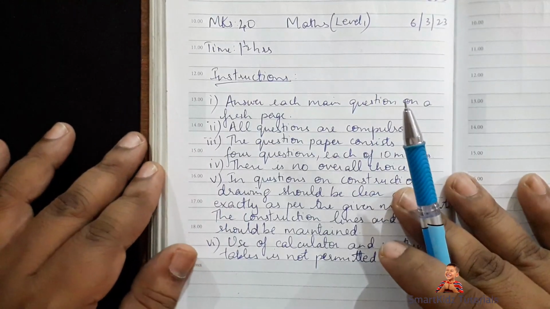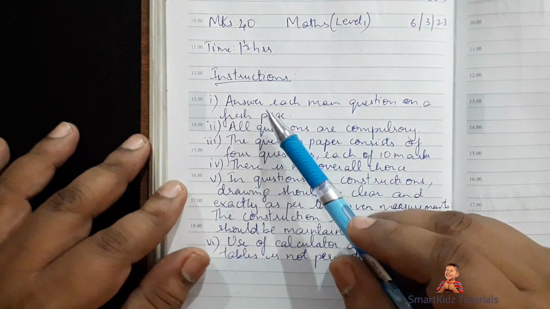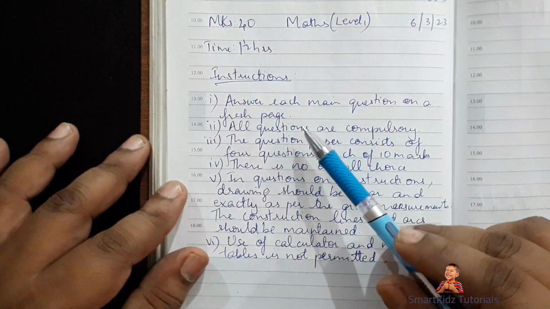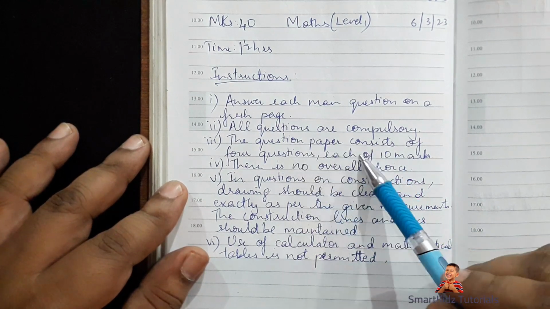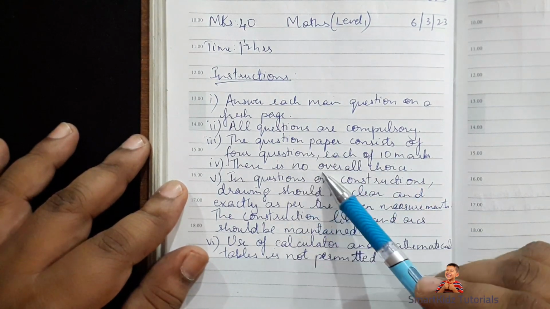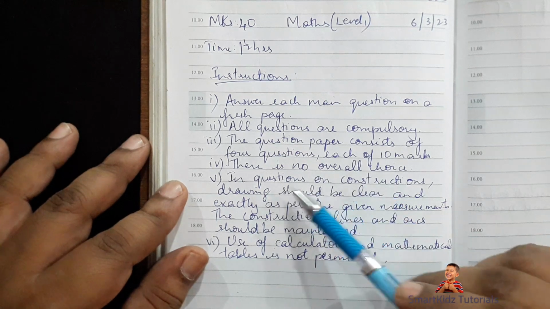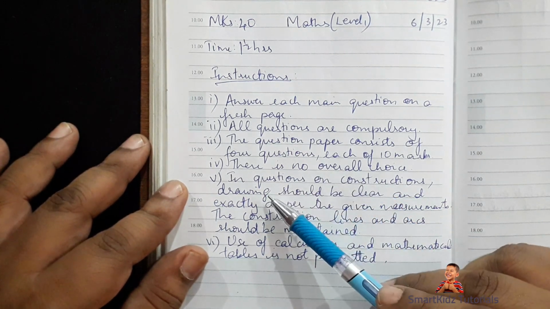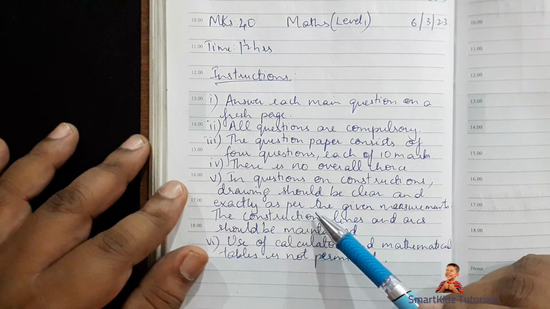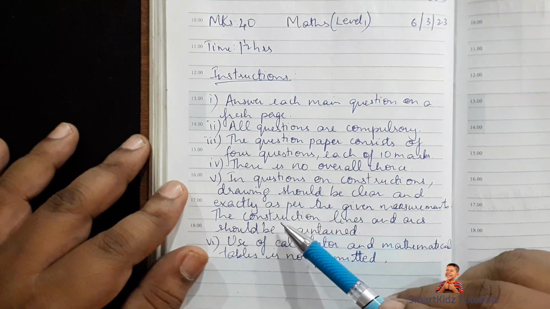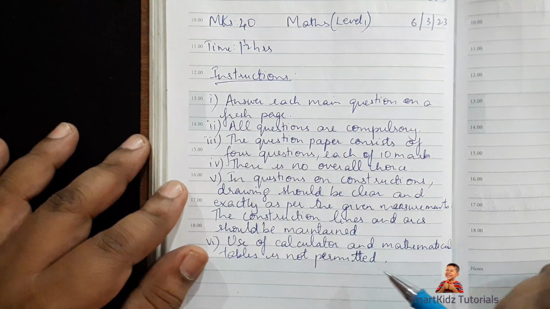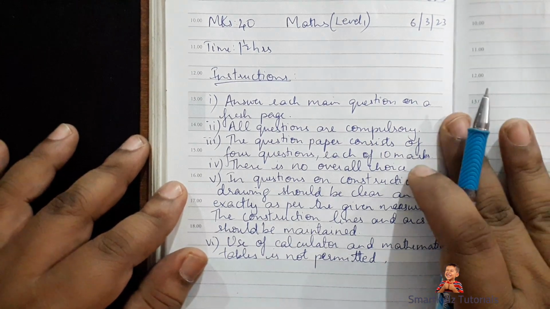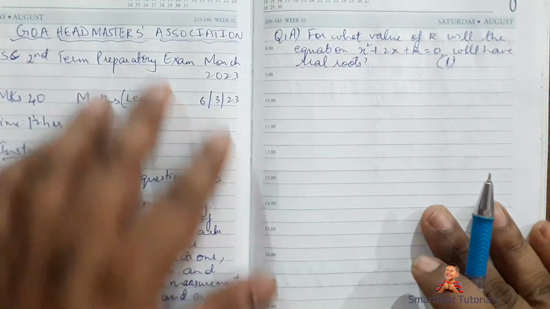Let's go through the instructions quickly. Answer each main question on a fresh page. All questions are compulsory. The question paper consists of 4 questions, each of 10 marks. There is no overall choice. In questions on constructions, drawing should be clear and exactly as per the given measurement. The construction lines and arcs should be maintained. Use of calculator and mathematical tables is not permitted. Let's begin with answering the questions.